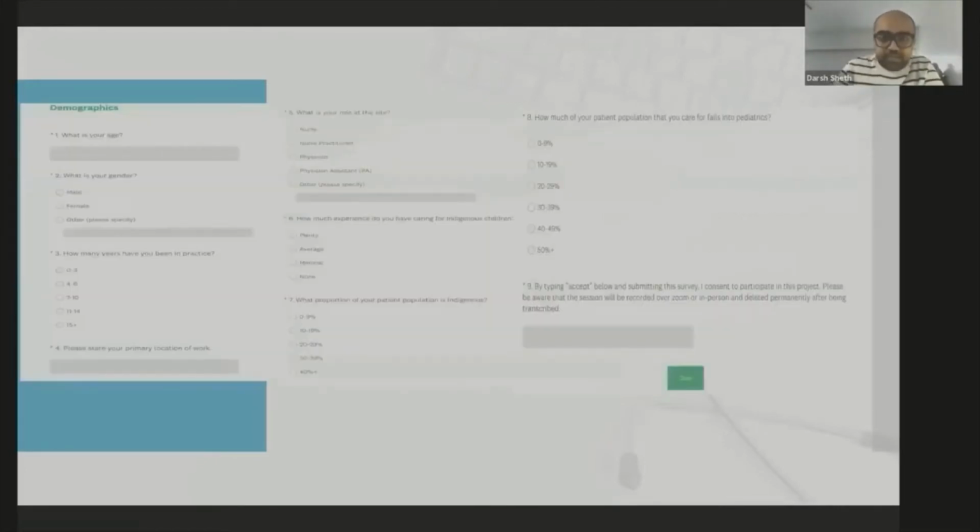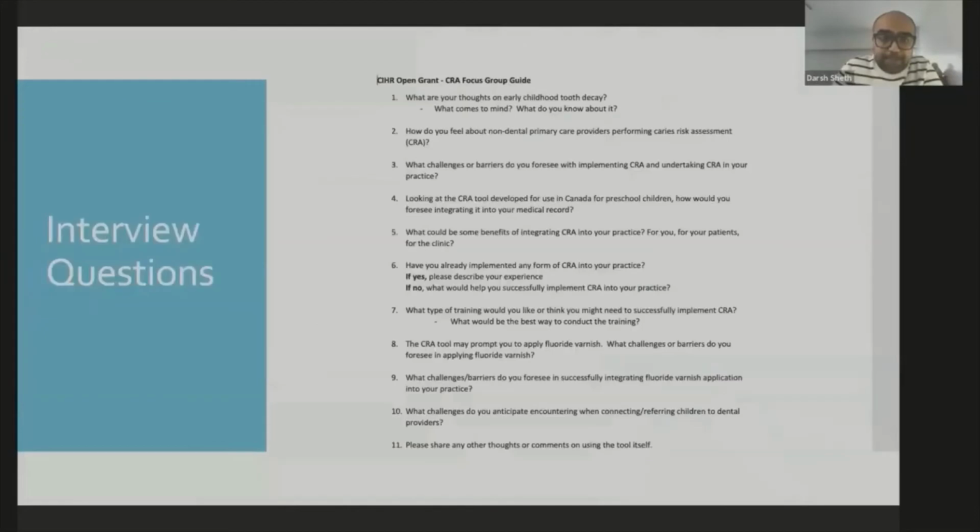So here I have the demographic survey that was on SurveyMonkey. It basically had about 8 questions, with the 9th question just typing to accept and giving their consent to participate, and also looking at how much of their pediatric population they dealt with, as well as the Indigenous children and Indigenous population.